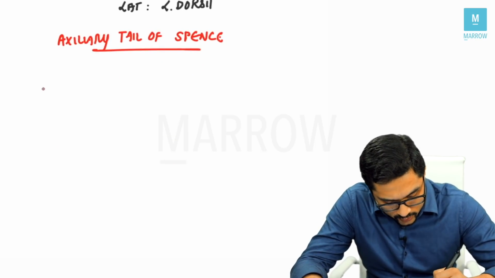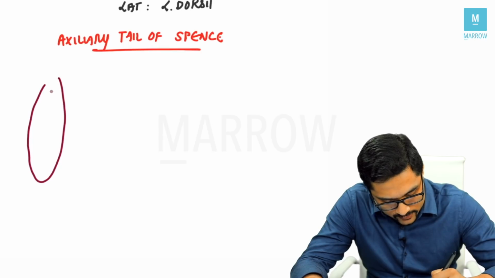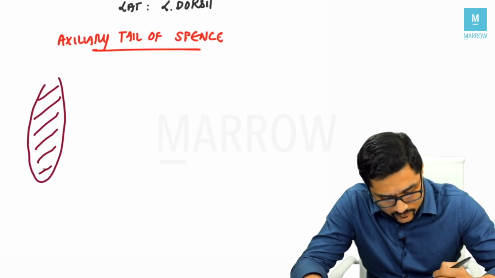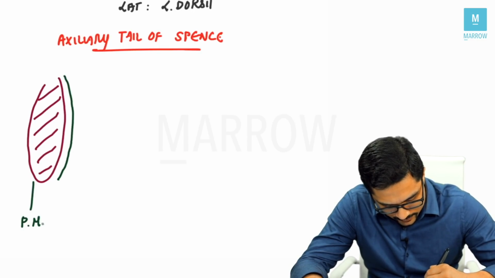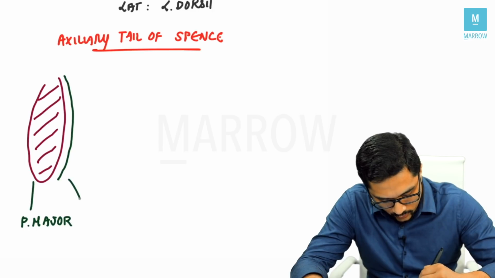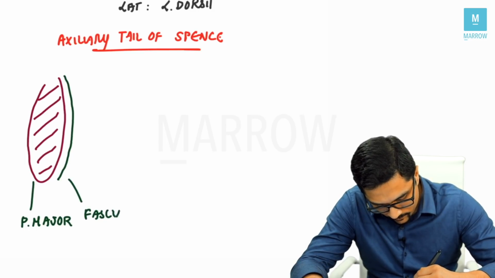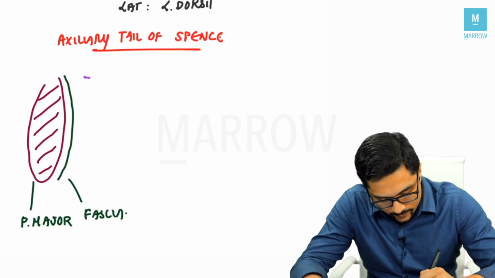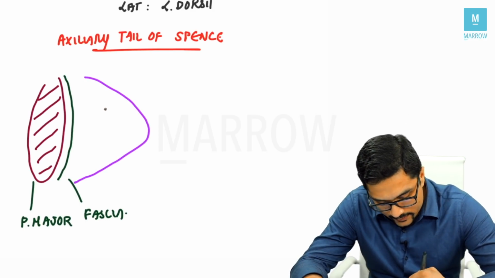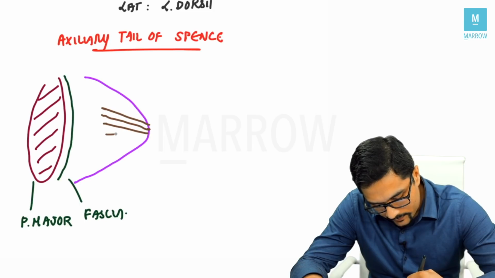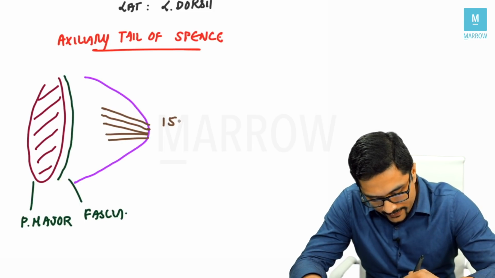Now, the breast, majority of it lies over the pectoralis major muscle. This is the pectoralis major muscle. And over the pectoralis major muscle, you have the pectoral fascia. So this is pectoralis major muscle, and you have the pectoral fascia on top of this. And on top of this, you have the breast tissue which is there. Now in breast, there are 15 to 20 lactiferous ducts which open at the nipple.